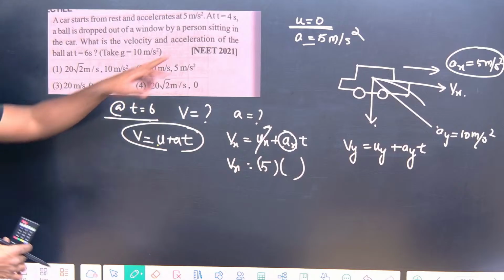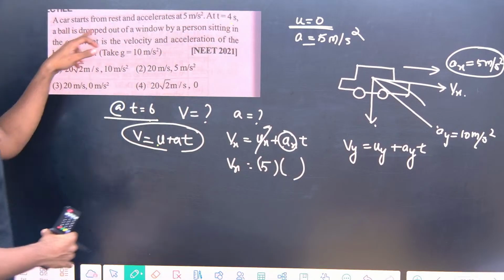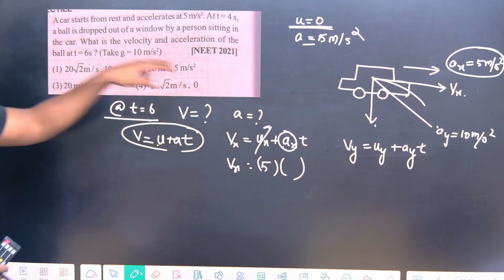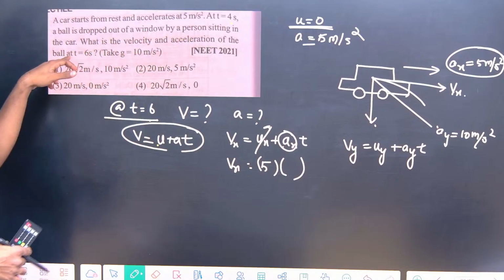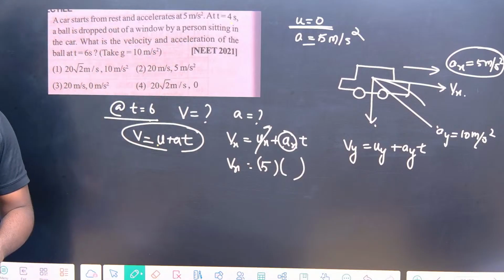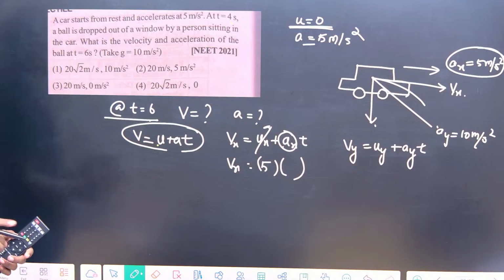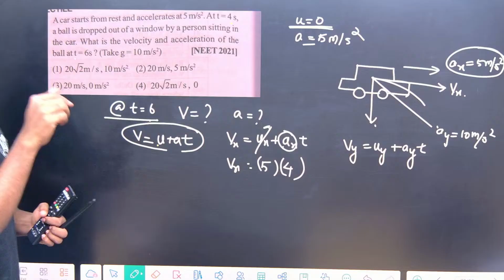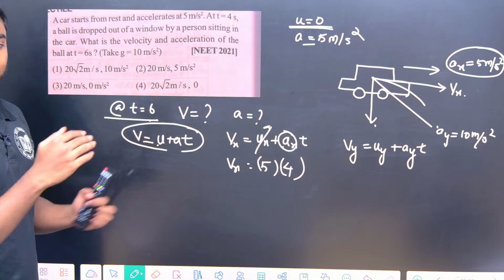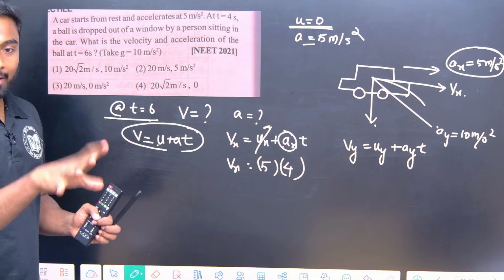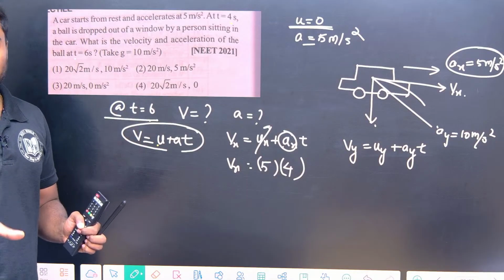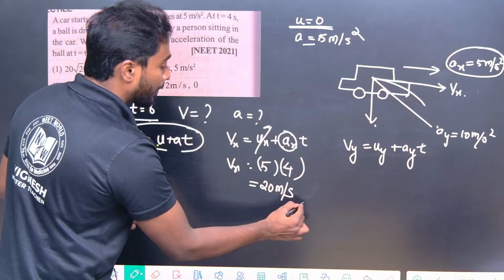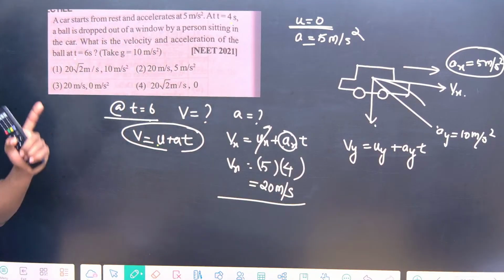See, at 4 seconds the ball has been dropped out. At 4 seconds only the ball has been dropped, and they are asking the velocity and acceleration of the ball at 6 seconds. So I should take it as 4 only. When a car is going with some acceleration and some velocity, at a particular time they have dropped the ball out. So 20 meter per second will be my velocity in x direction.